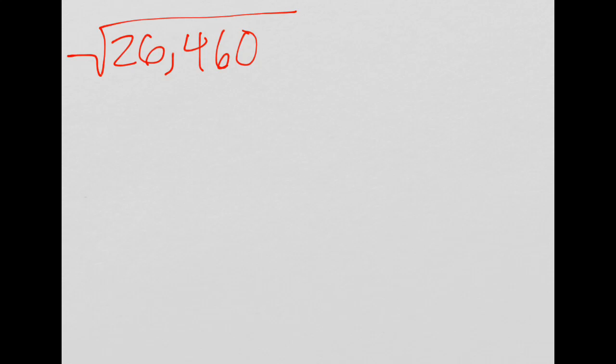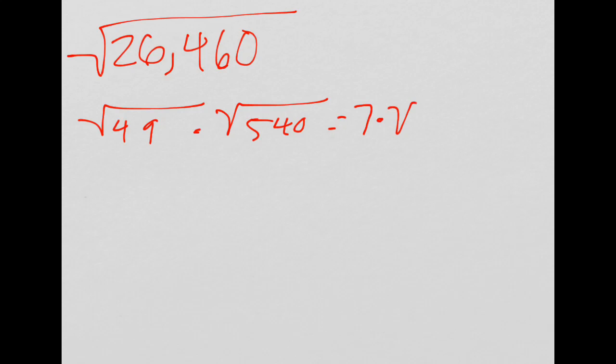26,460 divided by 64, well, you get 413.4375. Again, not a whole number, so it doesn't work. Let's try the next one down, 49. Do 26,460 divided by 49, and you do indeed get a whole number. You get 540. So we know I can split this up into the square root of 49 times the square root of 540. And again, the whole point of that being, I know that the square root of 49 is 7. So I get 7 times the square root of 540.